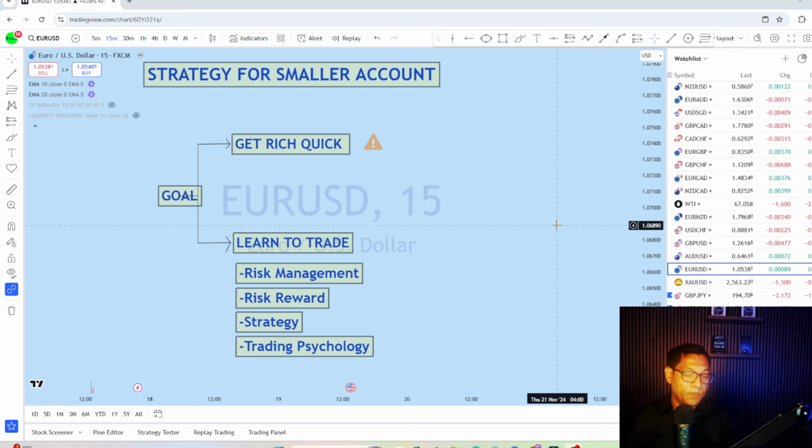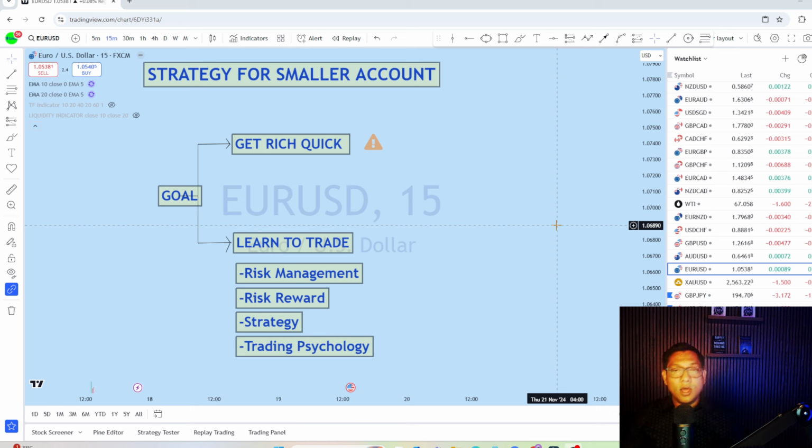Because when you repeat certain things in a certain way, a neural pathway is created in the brain. And once a bike rider learns to ride a bike, he or she doesn't even need to think about how to ride it. It happens on autopilot. Similarly, once you learn how to trade on a smaller account with risk management, with the risk reward, with the strategy, as well as with proper trading psychology, you will be able to handle any account size as a trader.